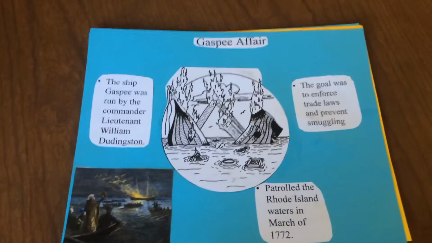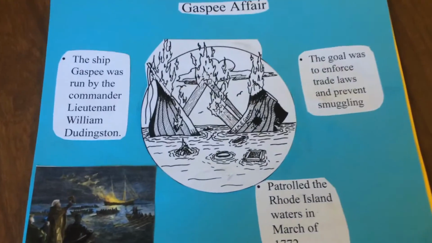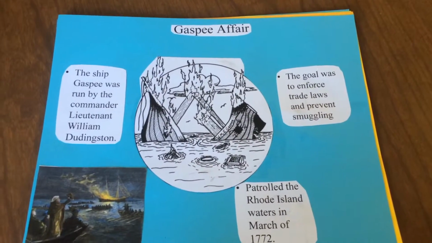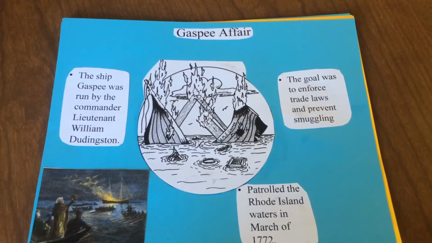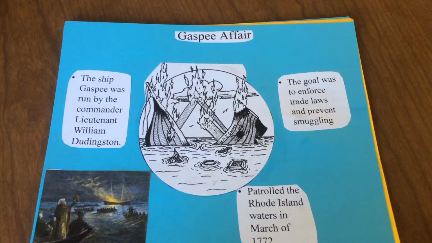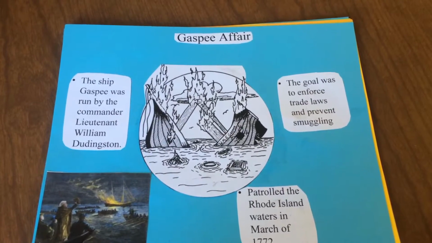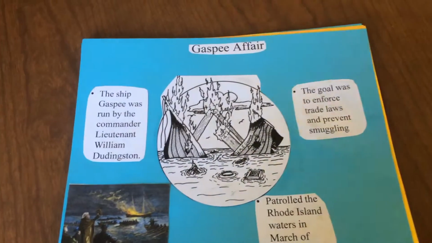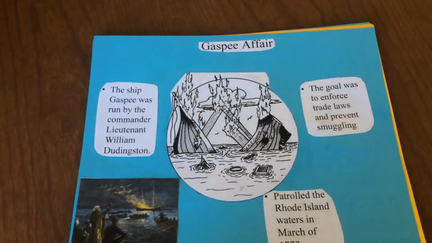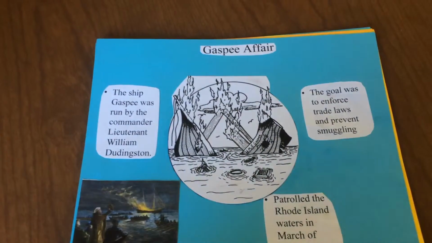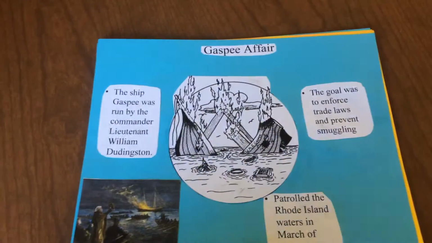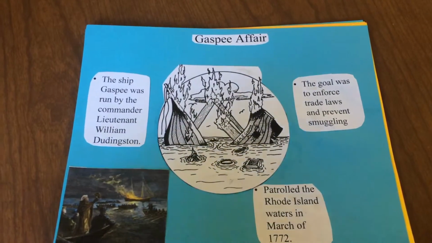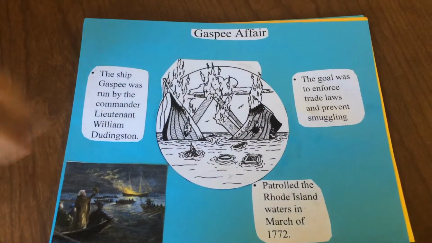The Gaspee Affair took place in March of 1772, when the Gaspee and its commander, Lieutenant William Dudingston, were patrolling the Rhode Island waters to prevent smuggling and to enforce trade laws. The ship, however, got stuck on a sandbar when chasing a ship, the Hannah. After people caught wind of this, a group of patriots led by Abraham Whipple took Lieutenant Dudingston and his crew prisoner, then set ablaze the Gaspee.